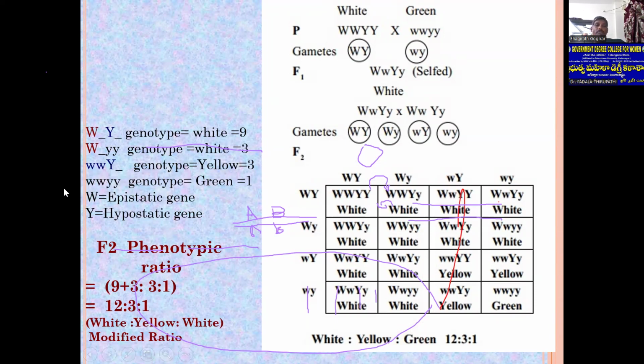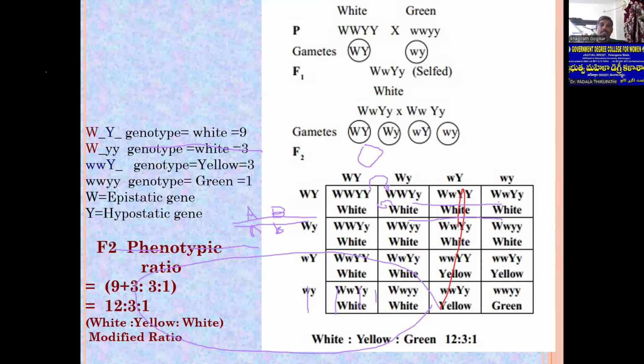But this is completely homozygous recessive. Green is 1. So W is the epistatic gene and Y is the hypostatic gene. These phenomena are seen here. So that's why these are white in color, 9. Actual white is determined by W, but Y is there. But epistatic phenomena is observed between these two alleles. That's why it is in white color. 9 plus 3 combined, we are getting 12. 12 white, 3 yellow, 1 green. So 12:3:1 indicates dominant epistasis.